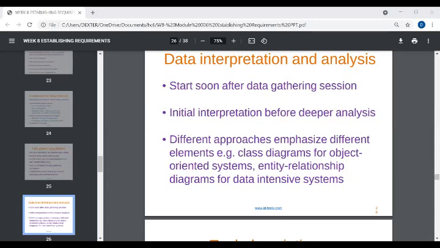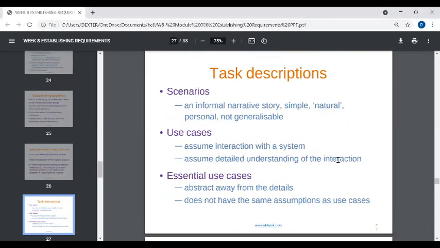Some kinds of requirements are best investigated using more formal techniques and notations. For example, functional requirements may be analyzed and documented using class diagrams, state charts, and sequence diagrams, among others. Data requirements can be expressed using entity relationship diagrams and so on. So, task descriptions: scenarios, use cases, essential use cases.